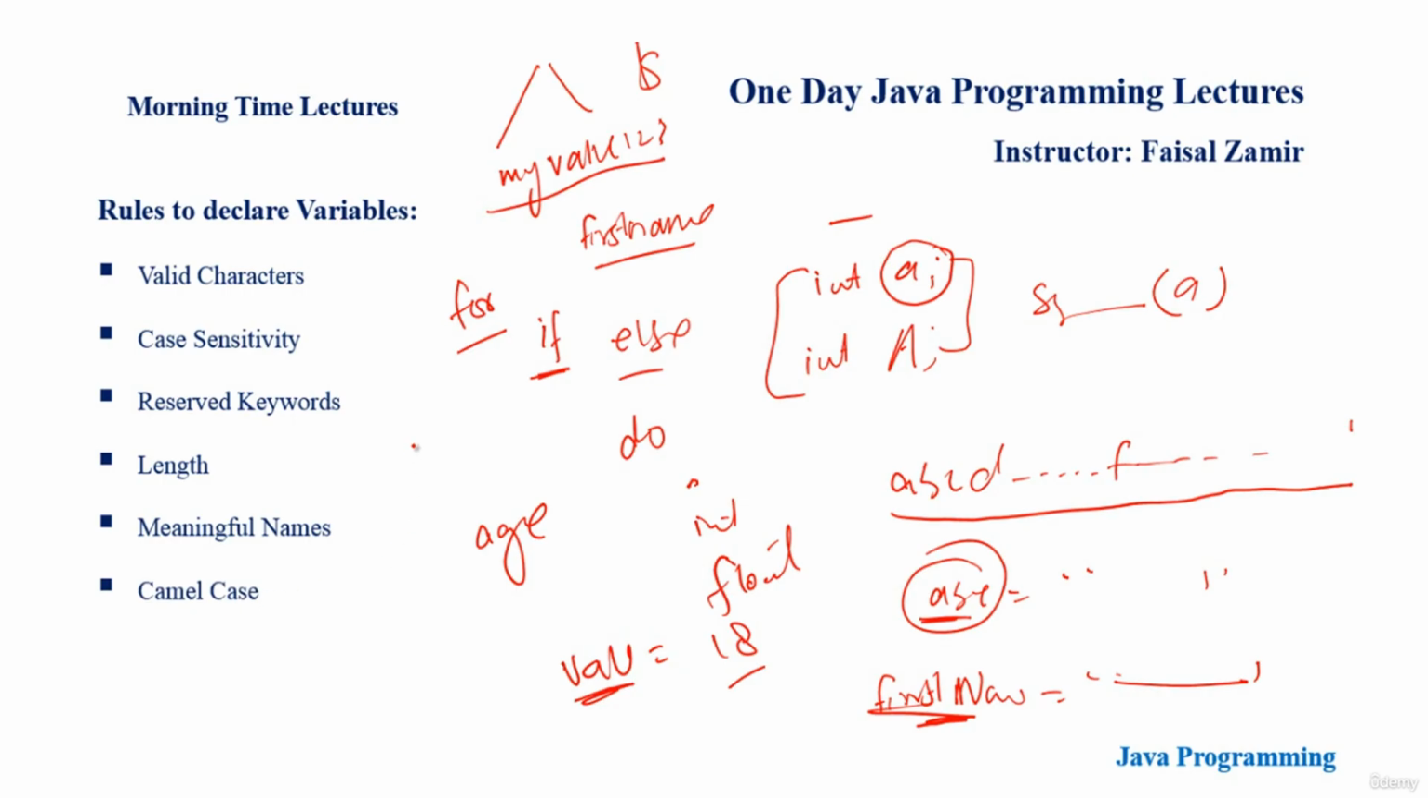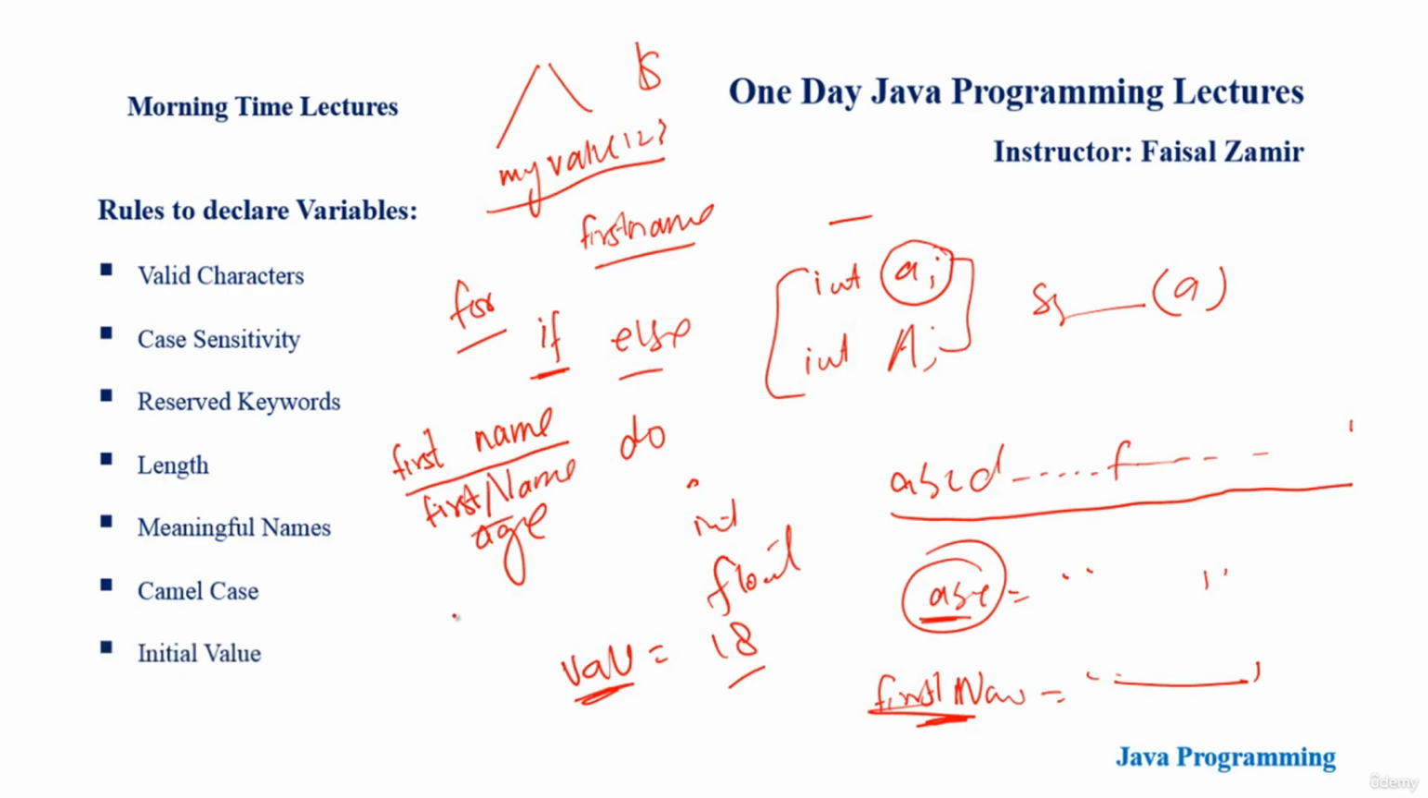Another rule is camel case. You cannot put any white space in your variable name. For example, if my variable name is first name, you can see that it contains white space, so this is an invalid variable name. You have to fix this issue. Just use camel case: first, then a capital N and name. So this is camel case, and you have to use it this way.